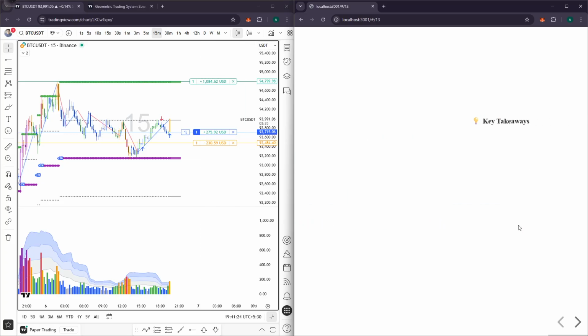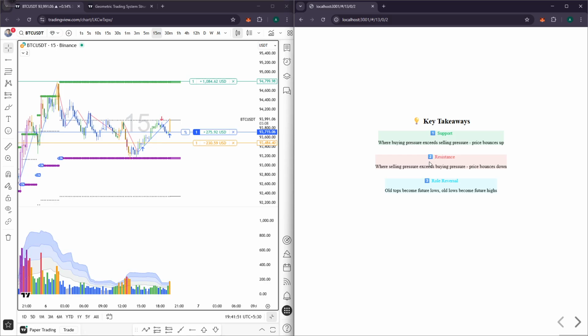All right, so key takeaways from this lecture. First, support is where buying pressure exceeds selling pressure and price bounces up. I showed you that with the volume footprint chart. Resistance is where selling pressure exceeds buying pressure and price bounces down. I showed you an example of this in the volume footprint chart as well.